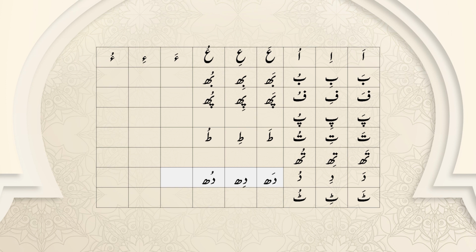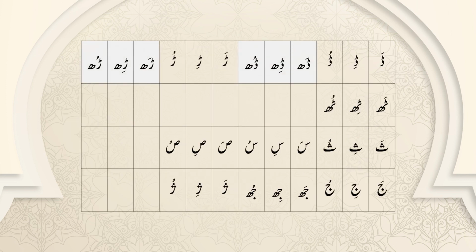We have alphabet day and day. We had practiced this before. Da, di, du, and its do chashmi form, da, di, du. The alphabet dal here, da, di, du, and this is the do chashmi form, da, di, du. We have another form, ta, ti, tu, with de do chashmi, ta, ti, tu.